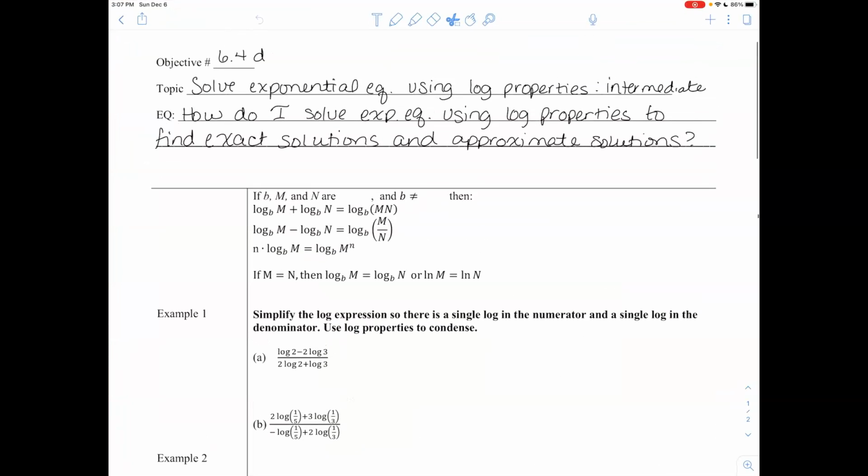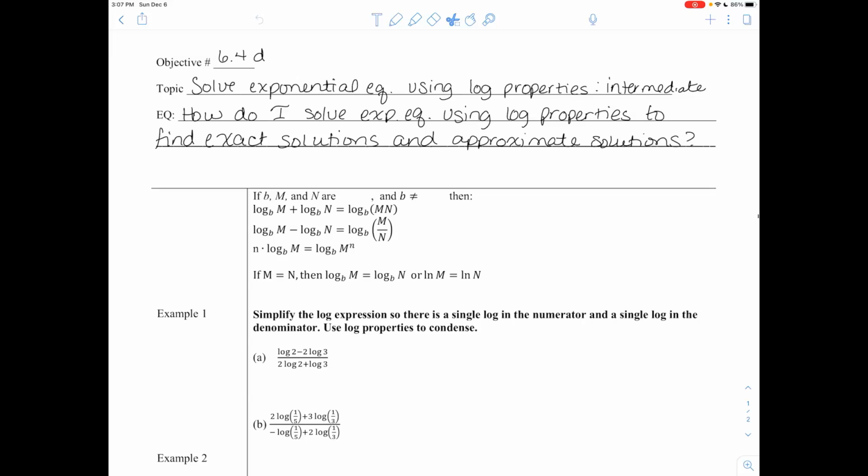Okay, so this is objective 6.4b. The topic today is solving exponential equations using log properties. It's an intermediate level problem, a little more complicated than yesterday, requiring a little more algebra and a little more use of your log properties. Okay, so the essential question is, how do you solve these exponential equations using log properties to find exact solutions and approximate solutions?